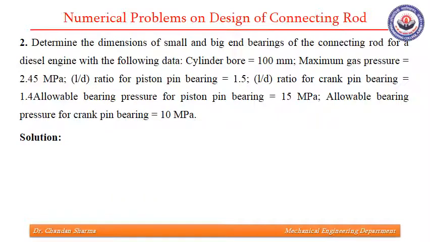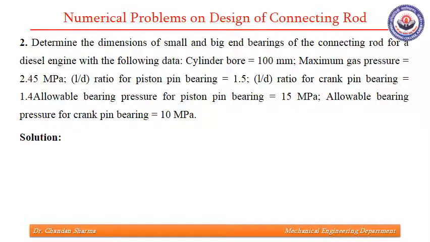Let us move on to the next question. In this question, we are supposed to find the dimensions of the small and big end bearings. That is, the length and diameter of the small end bearing, which is also called the piston pin, and the length and diameter of the big end bearing, which is also called the crank pin.